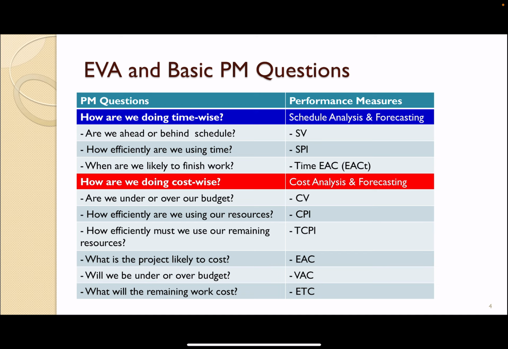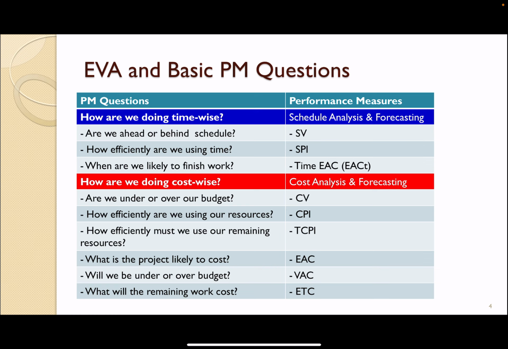EACT. How are we doing cost wise? Talking about costs, are we under or over budget? CV. How efficiently are we using our resources? CPI. How efficiently must we use our remaining resources to ensure the project is on budget? That is TCPI, the to-complete performance index, not the cost performance index, but the to-complete.